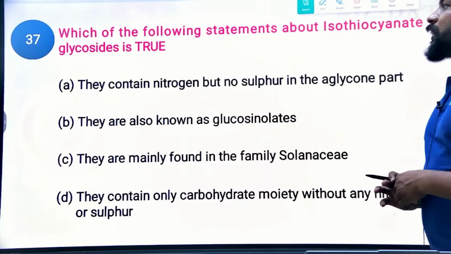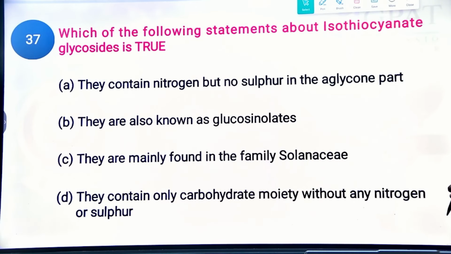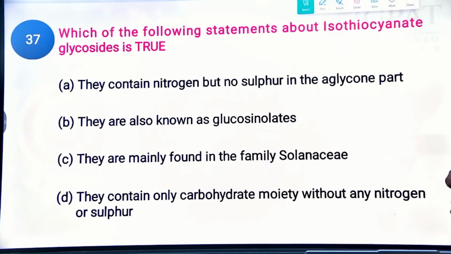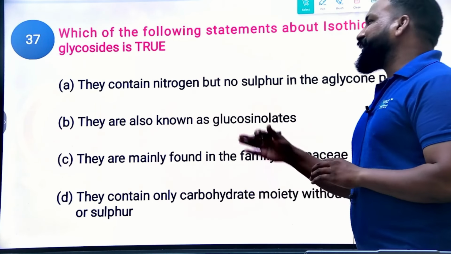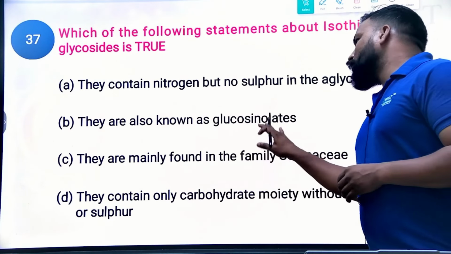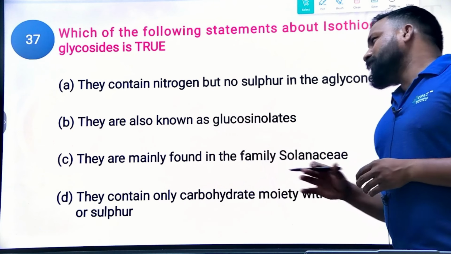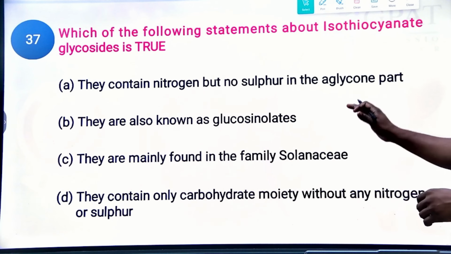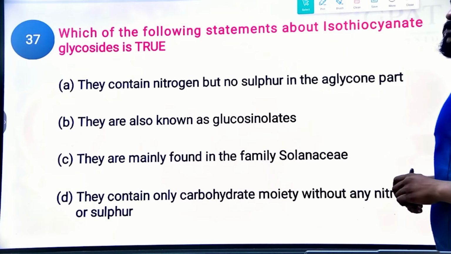Come on. 37th question. We're almost there. Only 13 questions left. So, which of the following statements about isothiocyanate glycosides is true? They contain nitrogen but not sulfur in the glycone part. They are also known as glucosinolates. They are mainly found in the family Cruciferae. They contain only one carbohydrate moiety without nitrogen or sulfur. Which statement is true? Come on, tell me.